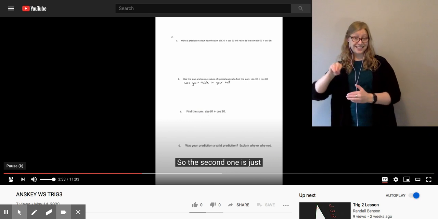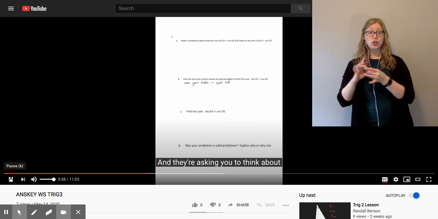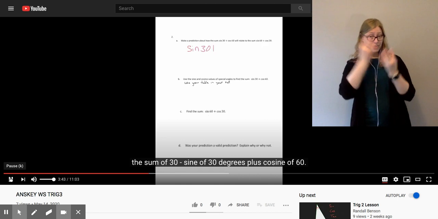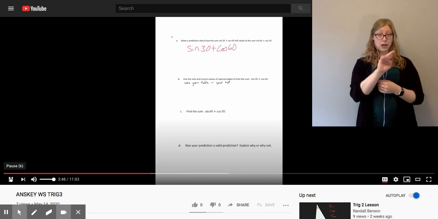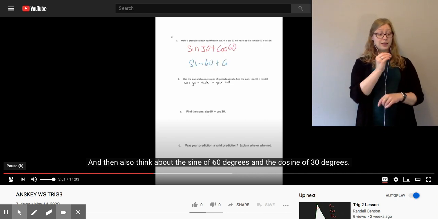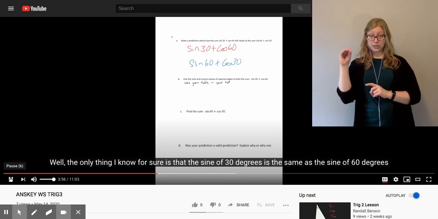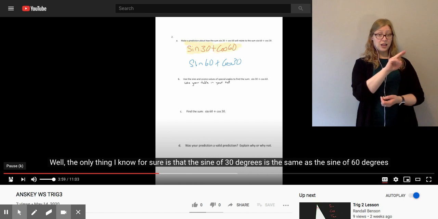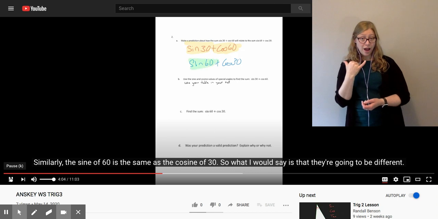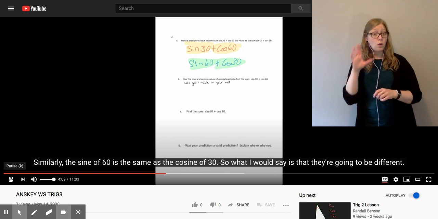So the second one is just looking at that relationship between the complementary angles. And they're asking you to think about the sum of sine of 30 degrees plus cosine of 60. And then also think about the sine of 60 degrees and the cosine of 30 degrees. Well, the only thing I know for sure is that the sine of 30 degrees is the same as the sine of 60 degrees because those are complementary angles. Similarly, the sine of 60 is the same as the cosine of 30. So what I would say is that they're going to be different.